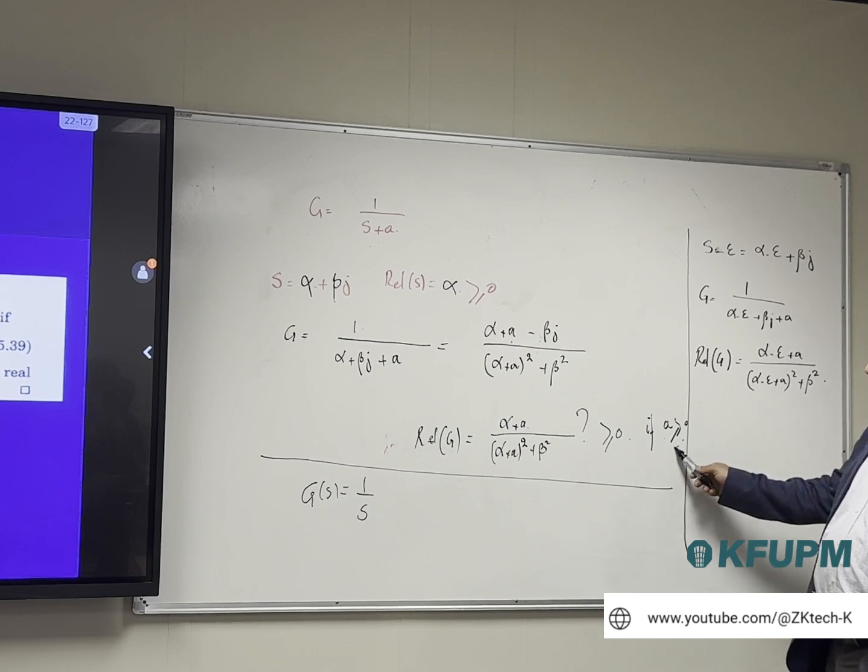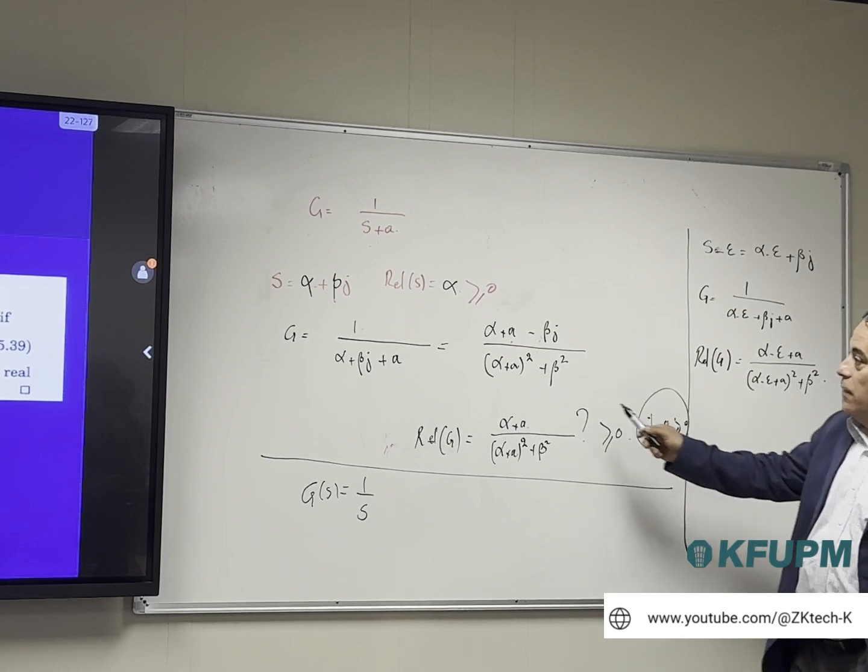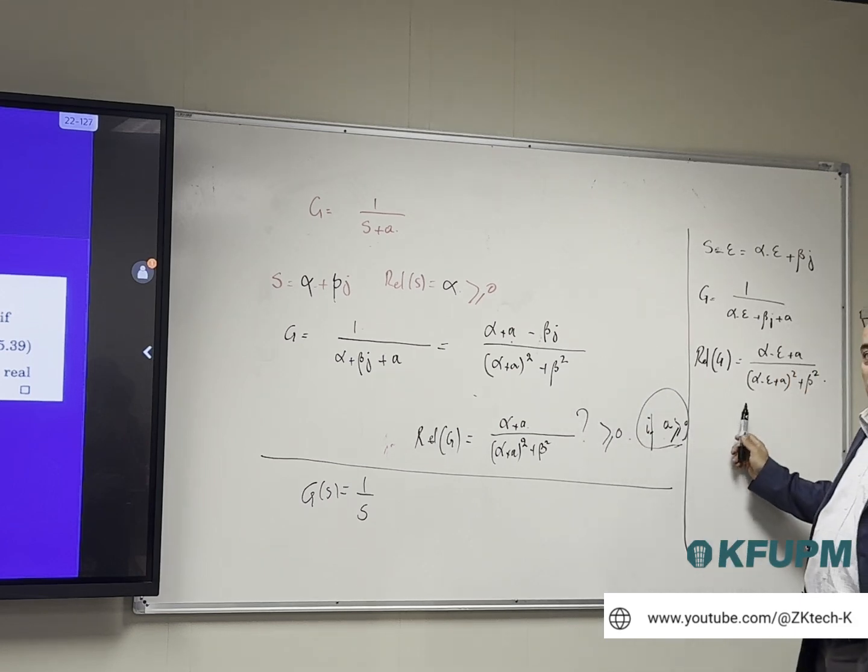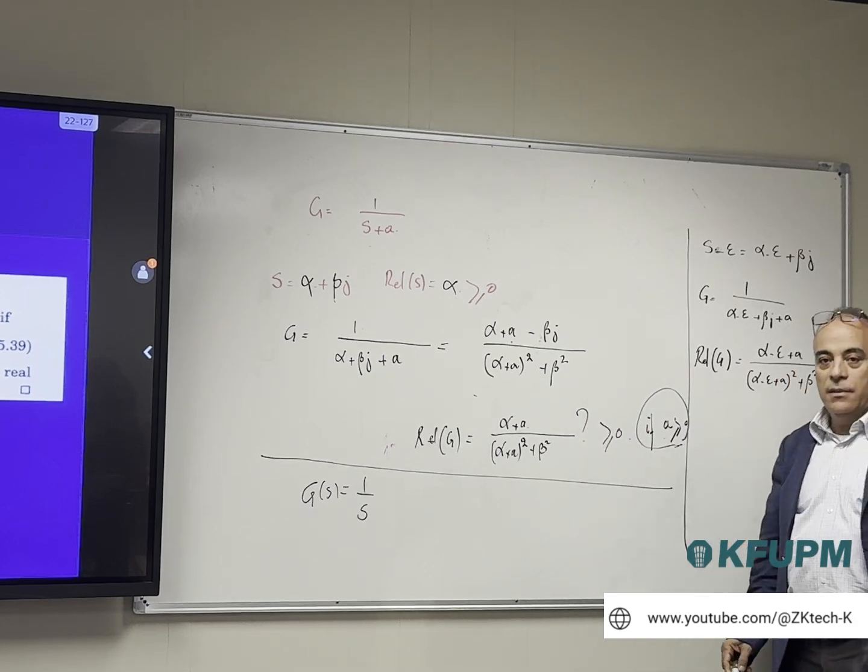For this one you mean. This condition is only for positive realness. No, and for me, A has to be strictly positive, strictly superior to 0. That's all.